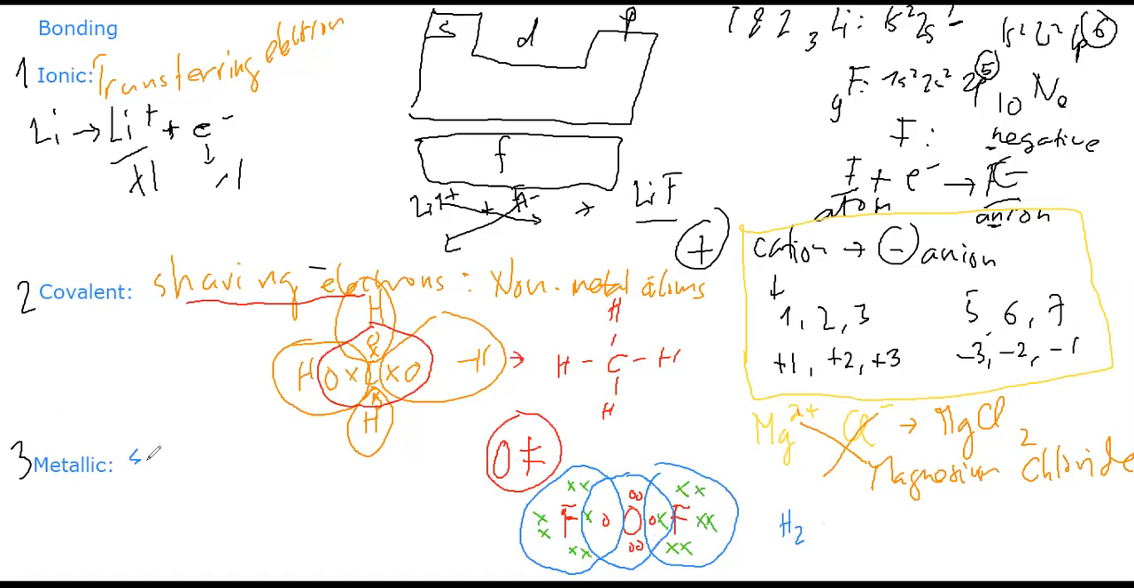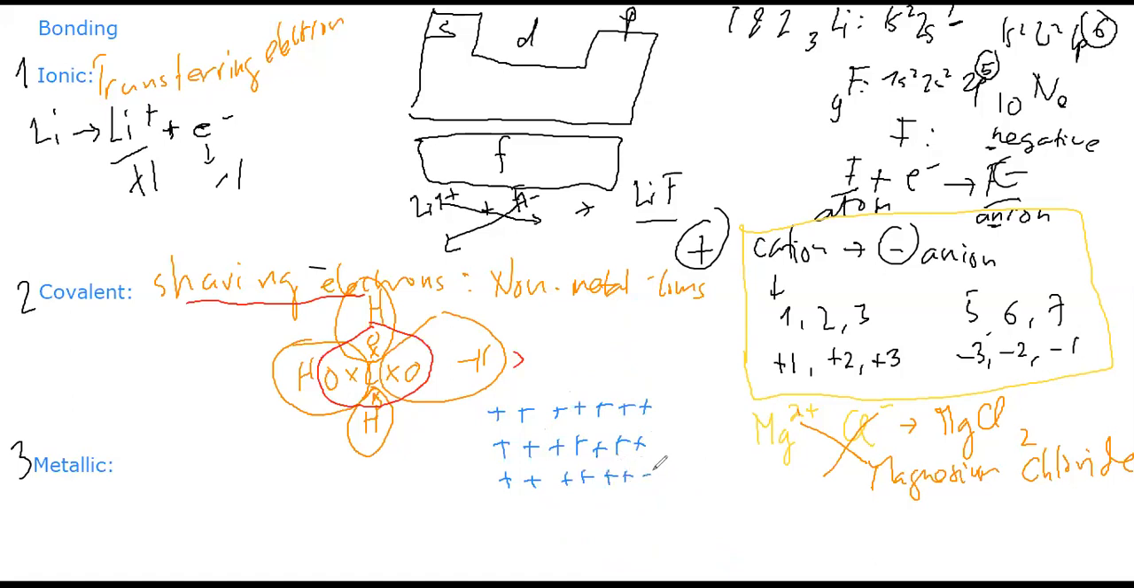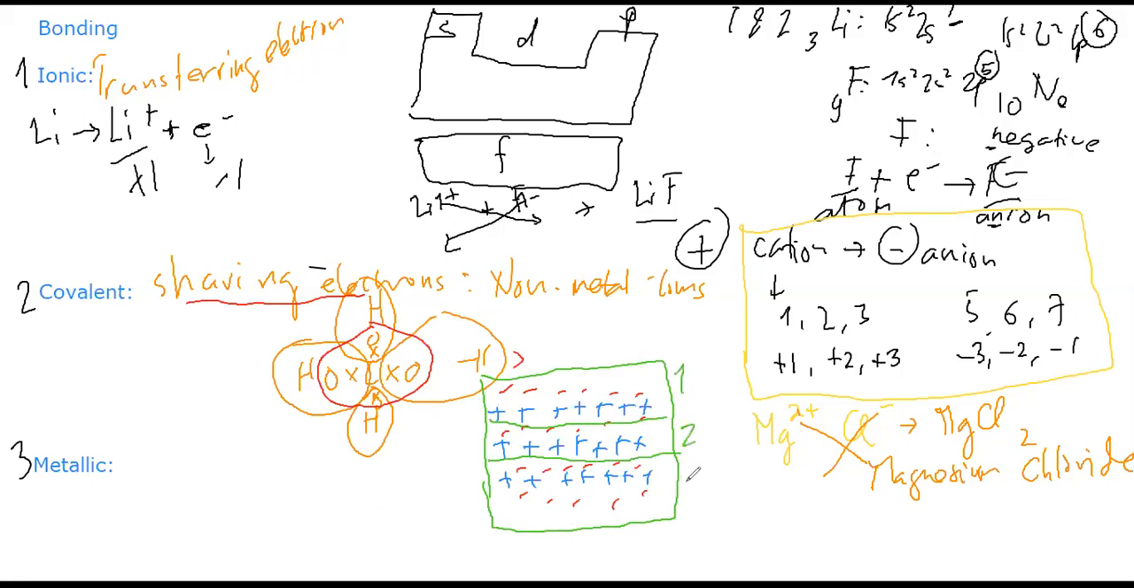It is actually attraction between the positive ions and the sea of electrons. So you have a positive ion in one layer, another layer of positive ions, another layer of positive ions, and then you have a negative, a mobile electron. Like that, you have mobile electrons. And if you can see here in this diagram, we have layers. This is the first layer, the second layer, and the third layer.